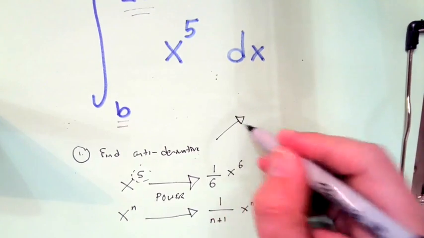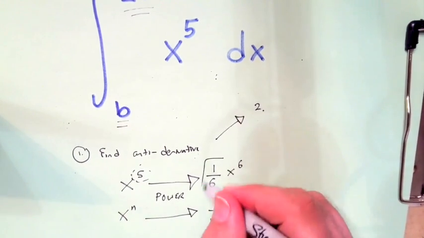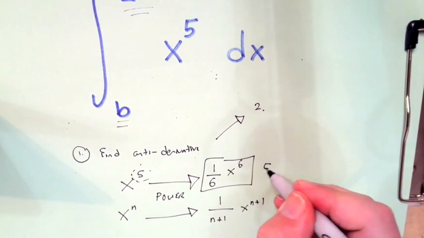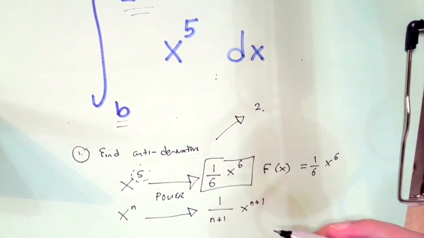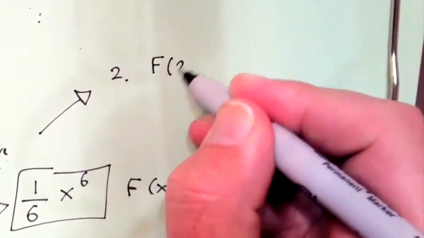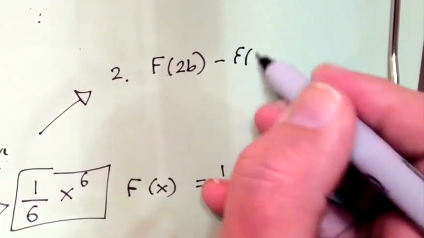The second step: we usually call this function big F of x. You can call it something else, but big F of x is standard. After we do that, now we're going to be looking at F of 2b minus F of b.